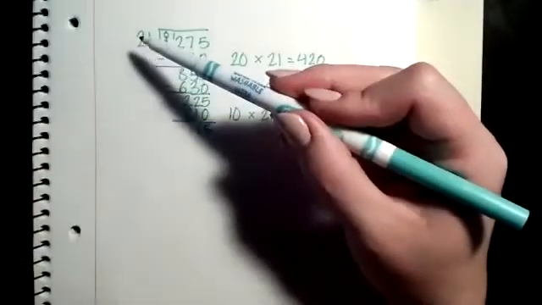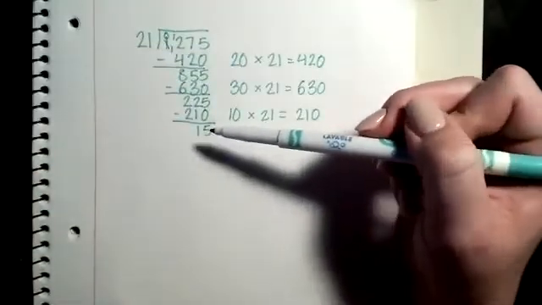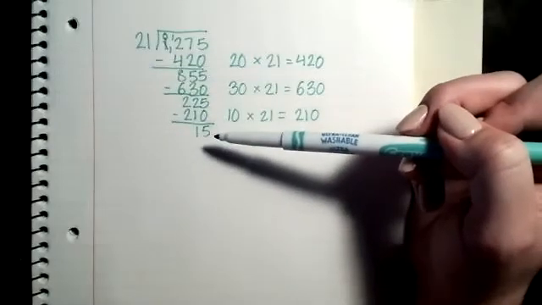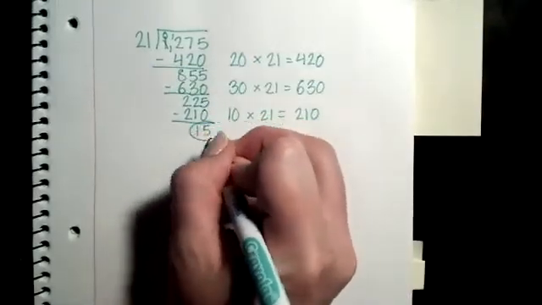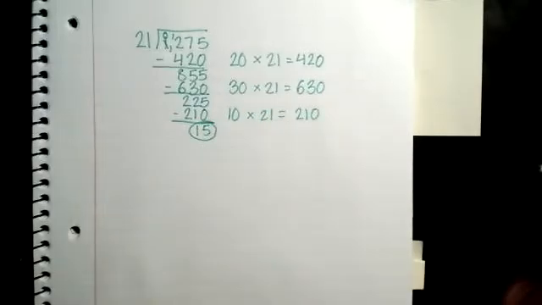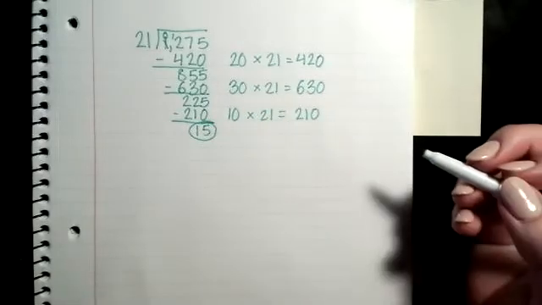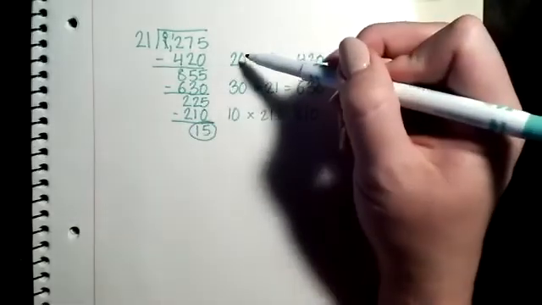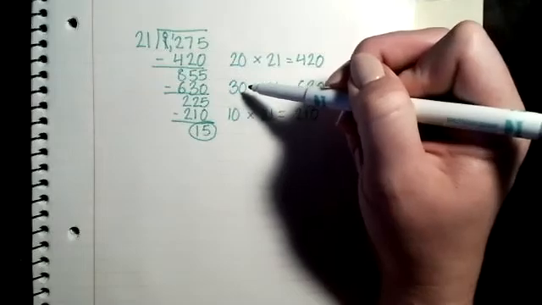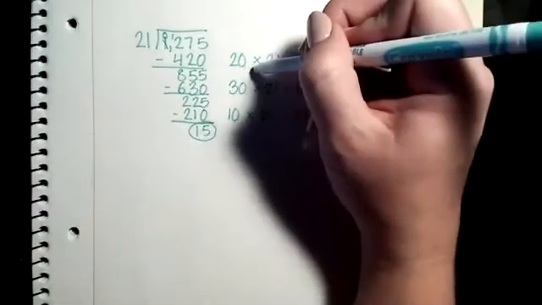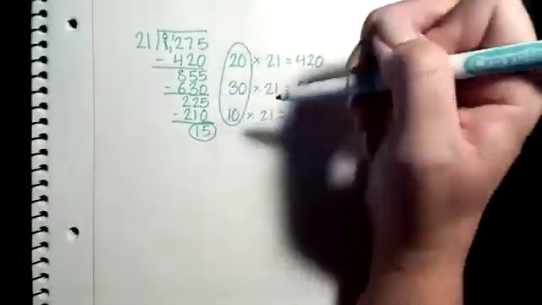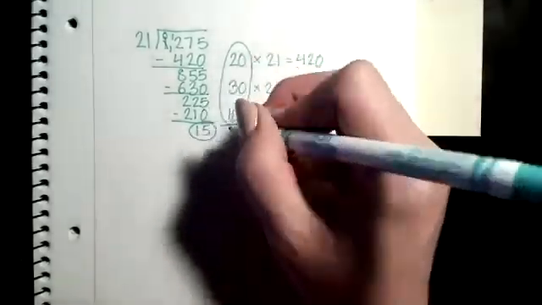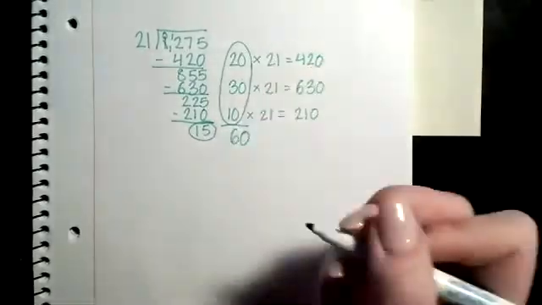All right, 21 will not go into 15 because 15 is smaller than 21. So I cannot do any more multiples of 21 into this number. This is going to have to be my remainder. Okay, that's my remainder, but where's my answer now? My answer is in how many multiples of 21 I did to get this remainder. So over here on the side, I did 20 multiples first, then I did 30 multiples, and then I did 10 multiples. So I need to add up all my multiples, 20 and 30 and 10. When I add all of those up together, I get 60 multiples of 21.